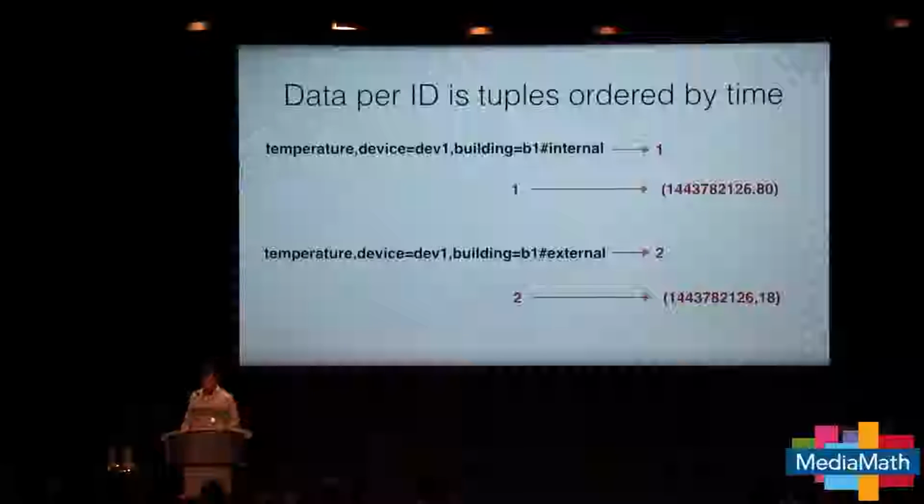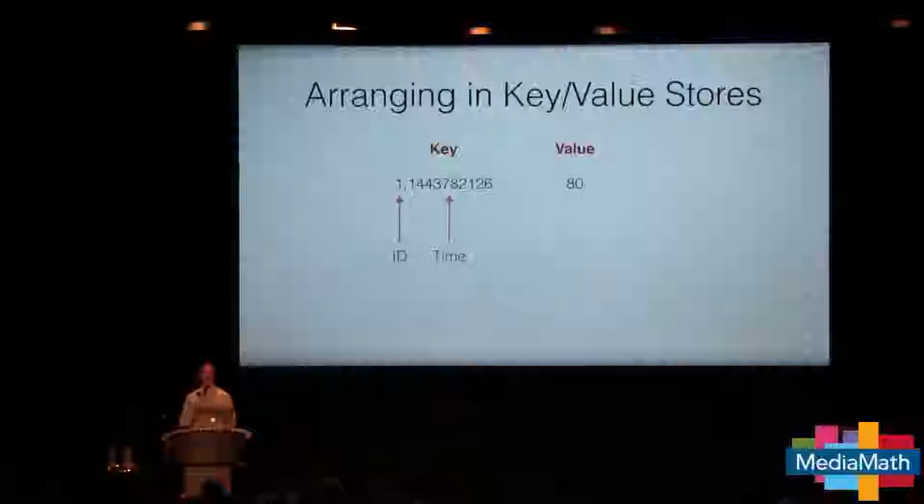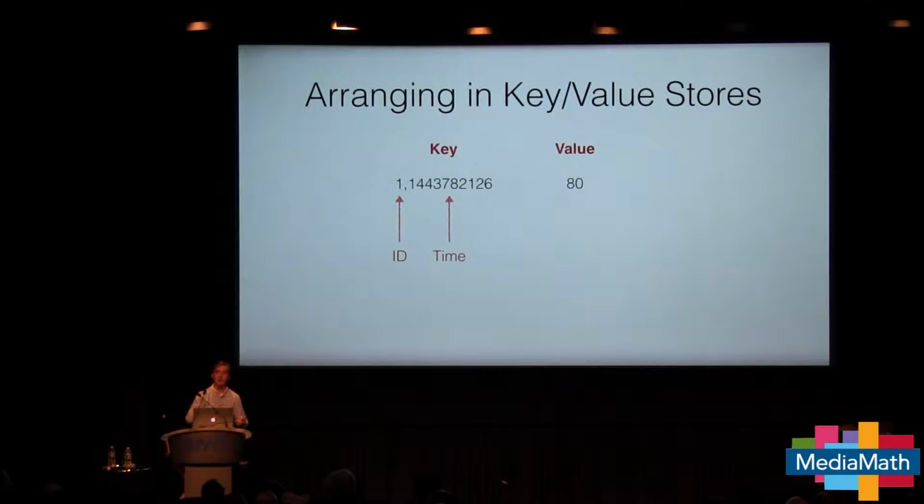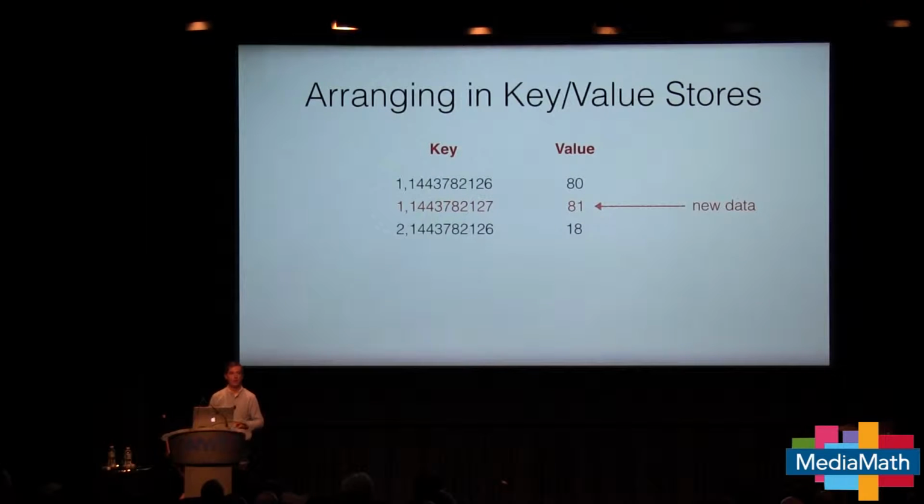So the data per ID is then ordered by time, and the tuples are just the timestamp and then the value, right? So looking at this, arranging it in a key value store, which is what many storage engines are, they're really just key value stores. Here we have the key. It's a composite key where the first part of the key is the ID of the series, and the second part is the timestamp, and then we have the value itself, right? So here we see two keys, the two different IDs, the two different values that we had before. And here if we insert a new value, we see that it goes in the middle there. And the timestamp is just 1 second greater than the previous one.